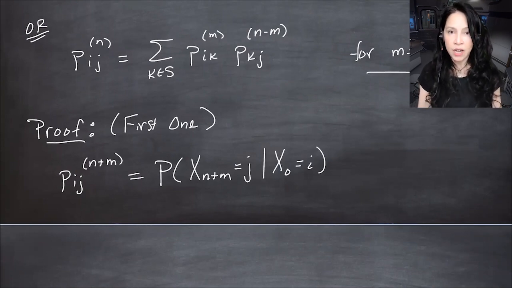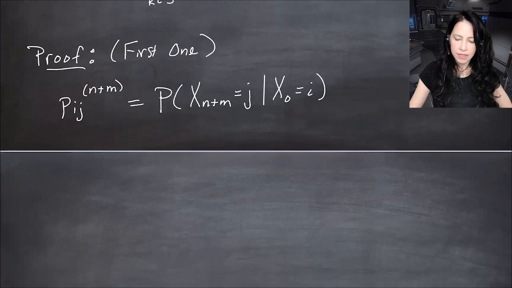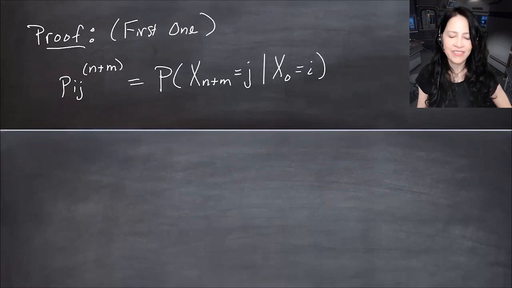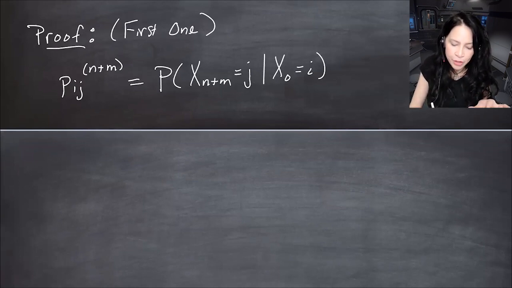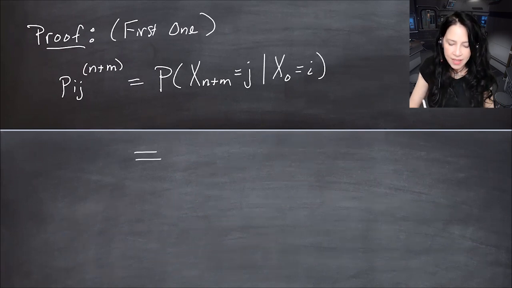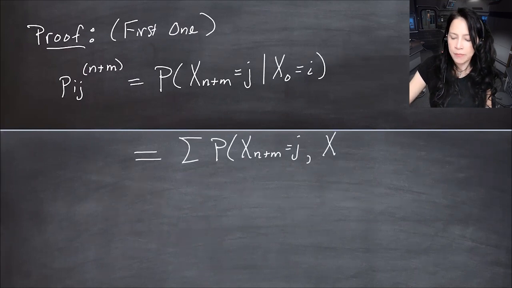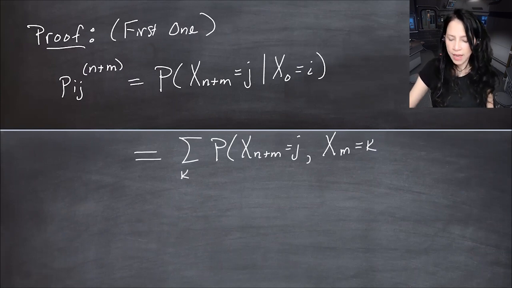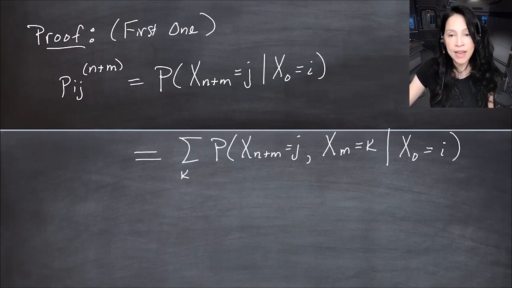I'm going to condition on where we are at time m. So there's this intermediate step, which gets you the conditioning. We can write this as the sum of the probability that X at time n plus m equals j, and I am also going to include where we are at time m. I'm going to say we're at some k, and I'm going to run over all possible k, which marginalizes that out. This all happens in conditional land where X0 equals i.